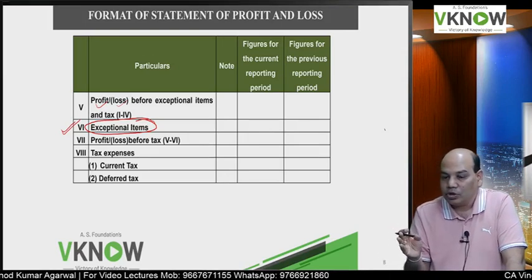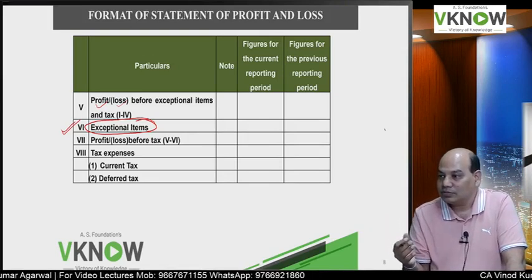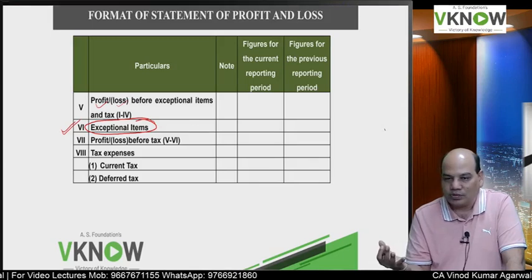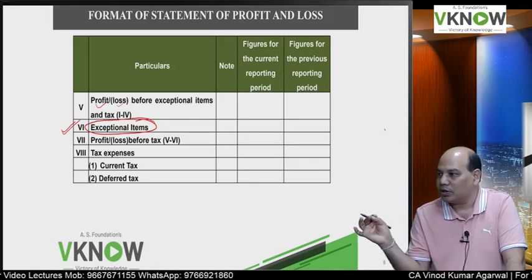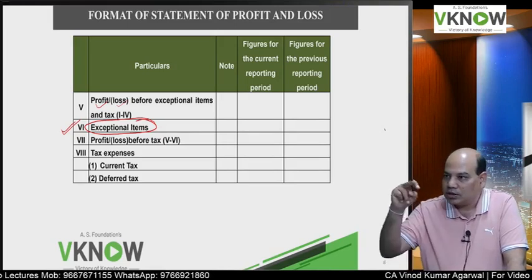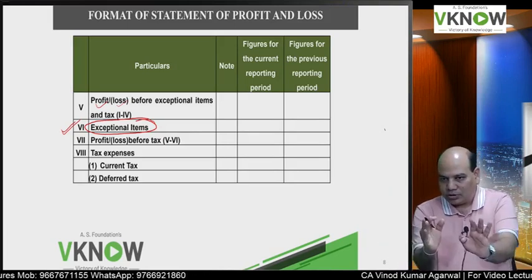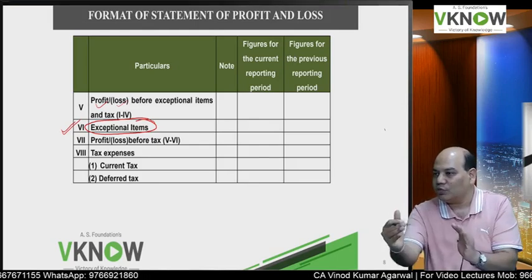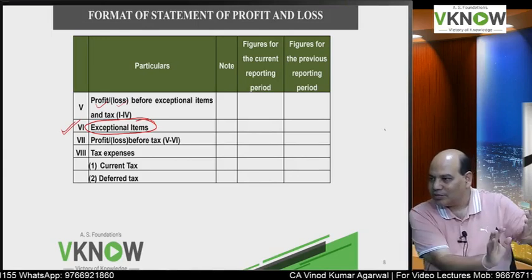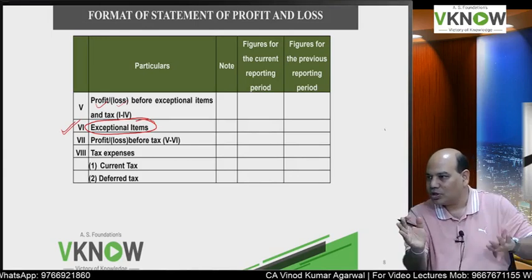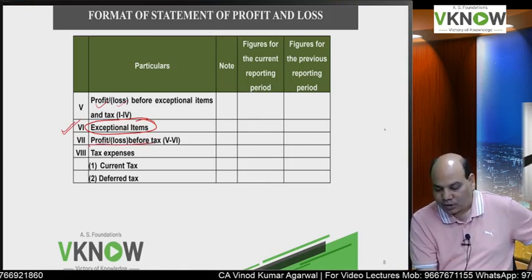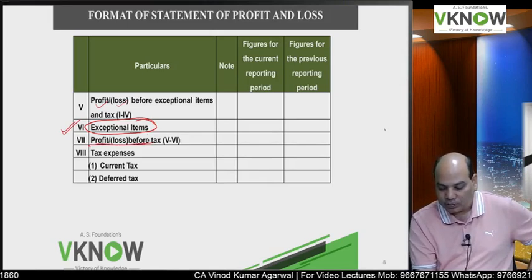Like for example, you have a profit on sale of a machine. Now you don't sell machine every year or every day, it's not your day-to-day activity. So if you want, you can show it separately, so that somebody who is analyzing the performance of the company will understand that this item is not going to occur every year. So when he is projecting the future profitability, he will keep this item separate and then make projection about the future profitability. Exceptional item. Then we have after exceptional item, profit or loss before tax.